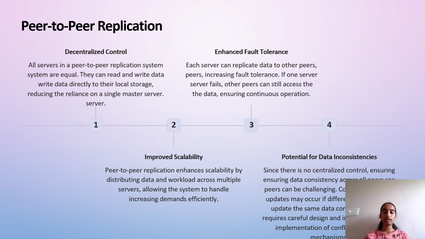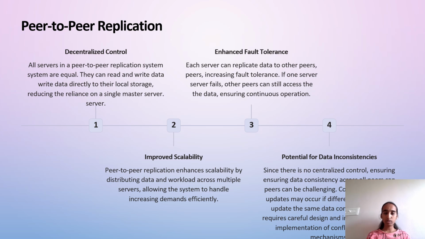Then comes the second point, that is improved scalability. That is, peer-to-peer replication enhances scalability by distributing data and workload across multiple servers, allowing the system to handle increased demand efficiently. Then comes the third point, enhanced fault tolerance. Each server can replicate data to other peers, increasing fault tolerance. If one server fails, other peers can still access the data, ensuring continuous operations.